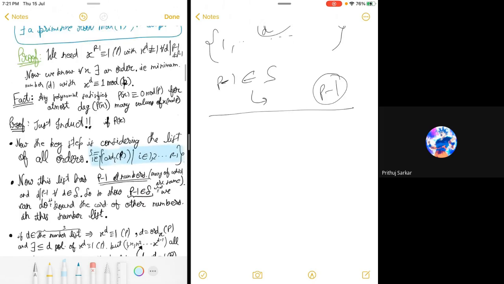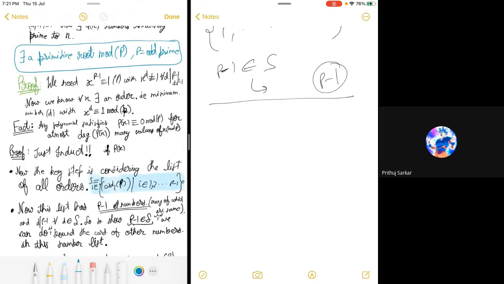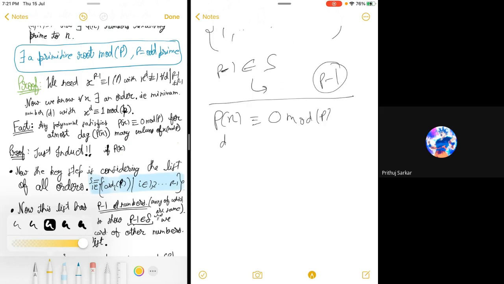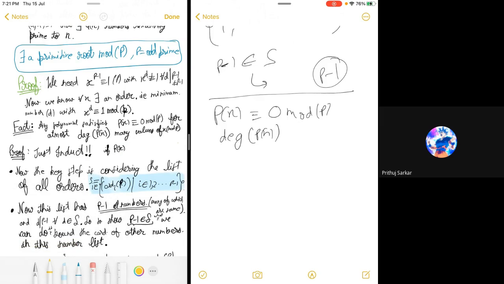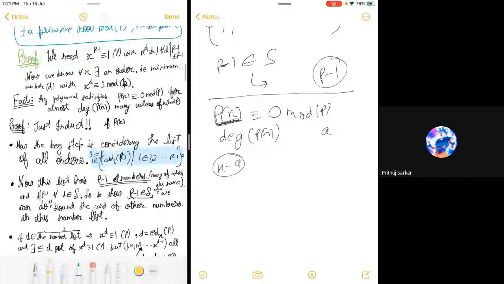Here we also need a fact, which is that any polynomial P of x congruent to 0 modulo p has at most degree of P of x solutions modulo p. This can be done by induction and Euclidean division. Suppose there exists a solution a, then divide this polynomial by x minus a, and use the result for the resulting polynomial, which has lesser degree. So we induct on the degree. This is left as an exercise to complete.